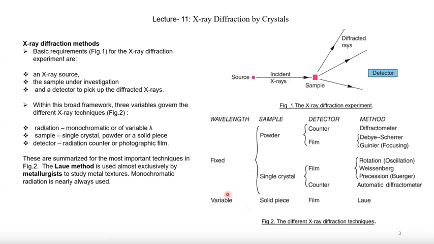But for variable wavelength, when we take our sample as a solid piece, it's only film. And the method we call is the Laue method. So these are the basic diffraction methods for studying solid materials.